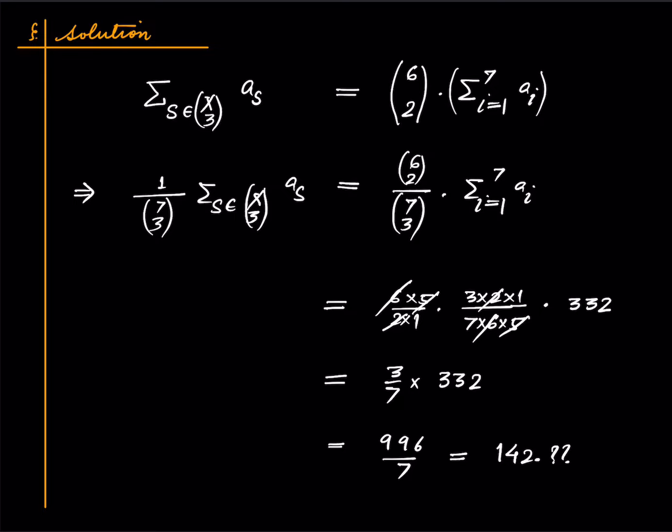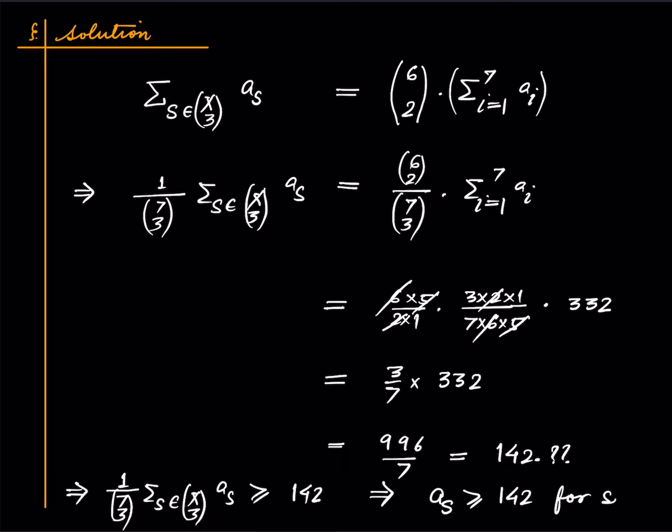Alright, so the conclusion is that this average, 1 upon 7 choose 3 times the summation over S in X choose 3 of A_S, is at least 142. This is what we conclude. In fact, we know it is strictly greater than that, but it doesn't matter. So this implies that there is some S such that A_S is at least 142. That's what the averaging principle says.